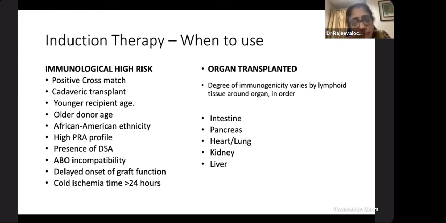And again, the organ transplanted also is important because the degree of immunogenicity varies by the lymphoid tissue around the organ. So intestine more than pancreas, more than heart and lung, more than kidney, more than liver. So basically in the order of how vulnerable they are to rejection. So induction therapy is something that we routinely use.